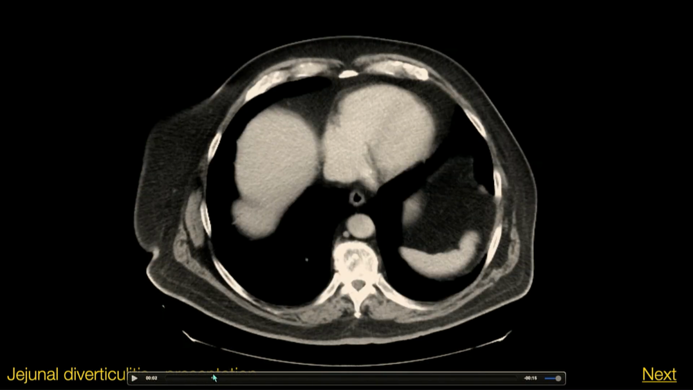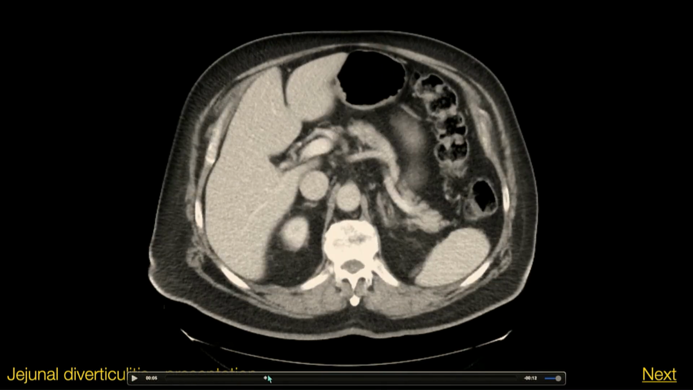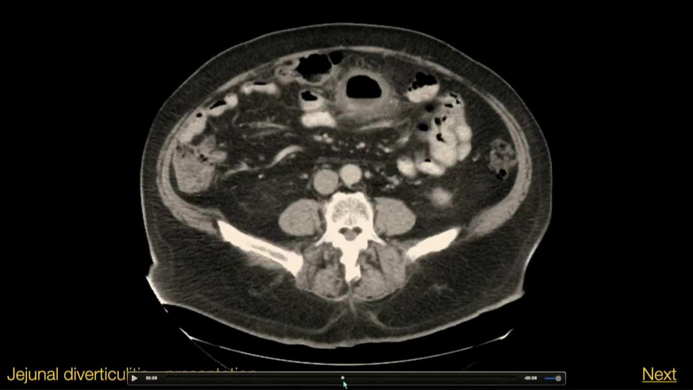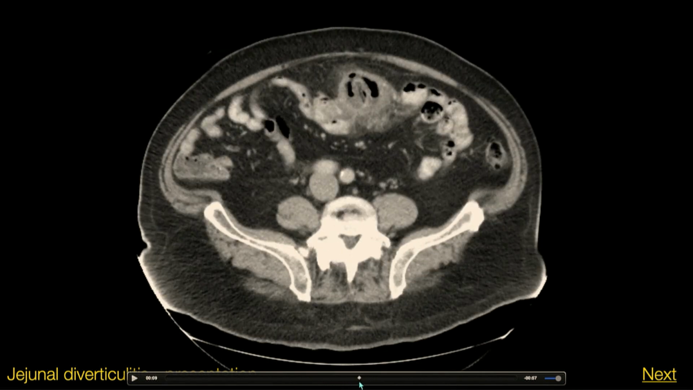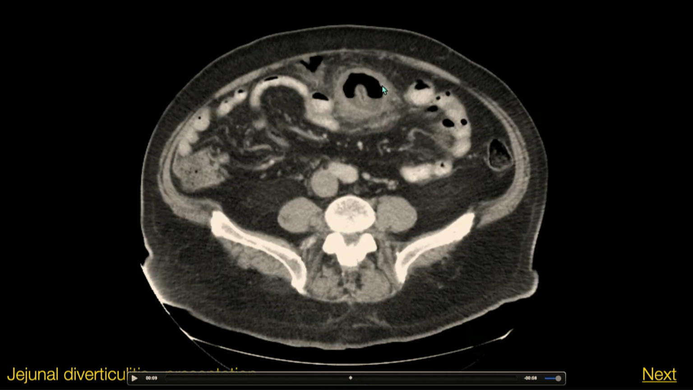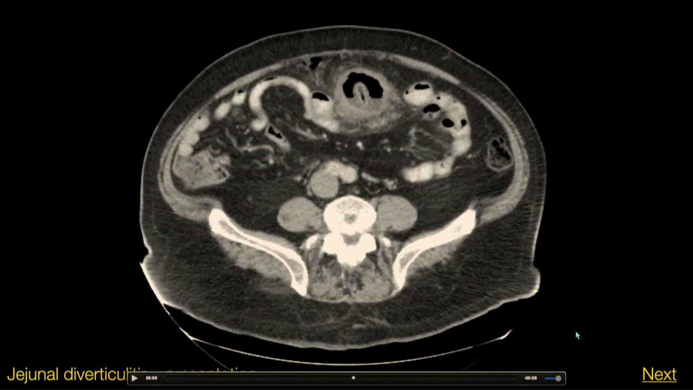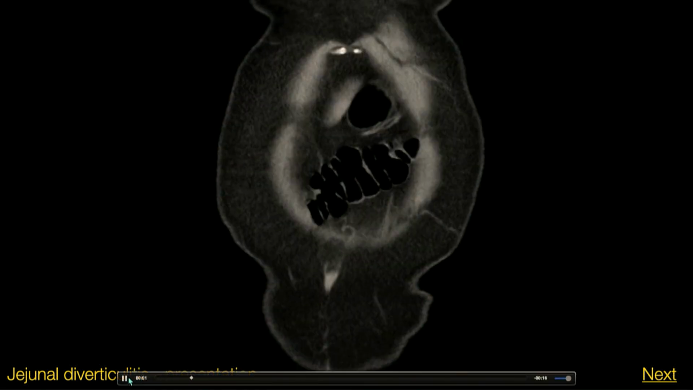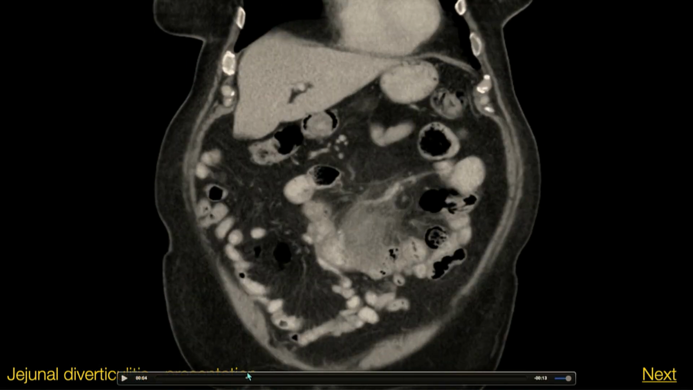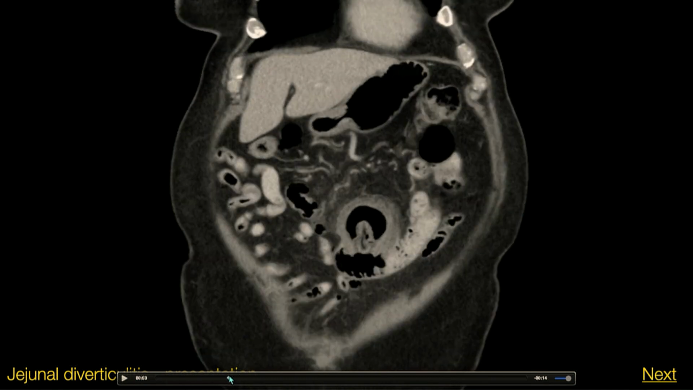This is a case of jejunal diverticulitis, and here's our presentation case. So we scroll down, we encounter this inflammatory-looking structure, and coronal will provide a little bit more insight into kind of the orientation with the bowel. So let's take a look at that. Okay, here we are. So we don't have to go too far on coronal.